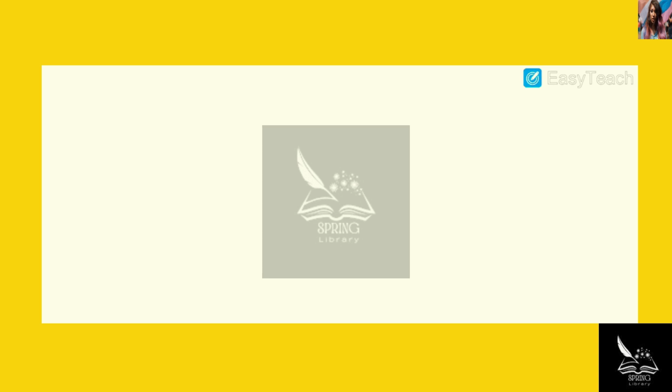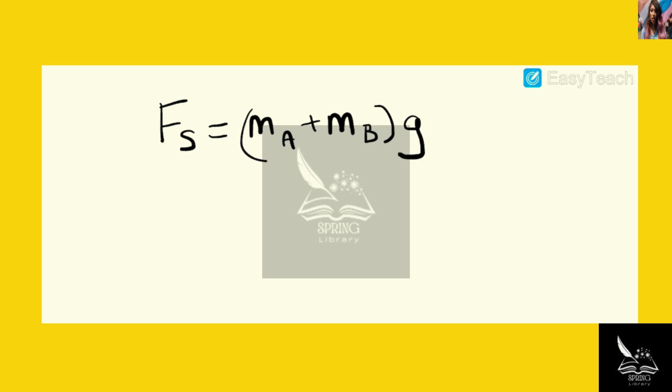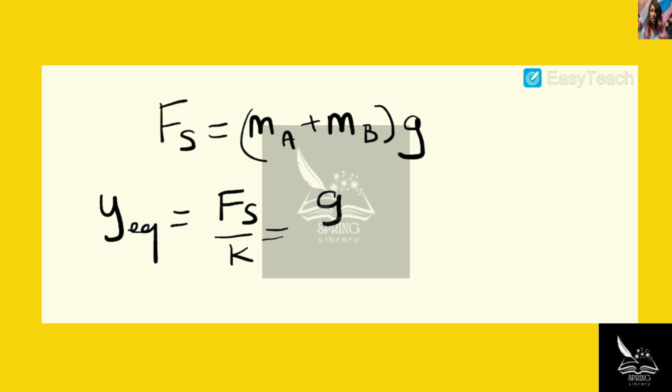So first thing we're going to do is find the equilibrium distance such that the spring is at equilibrium. And what we can say is first we can solve for the spring force at equilibrium and say that that's equal to Fs, which will be simply equal to the weights of the pan and the block on top. So that's going to be (Ma plus Mb) times g. Now just using Hooke's law, we can say that y equilibrium is equal to Fs over K, which is going to be equal to g over K, times (Ma plus Mb).